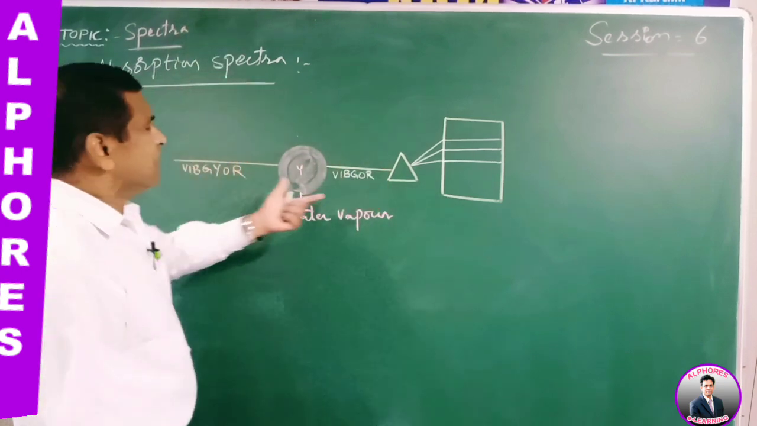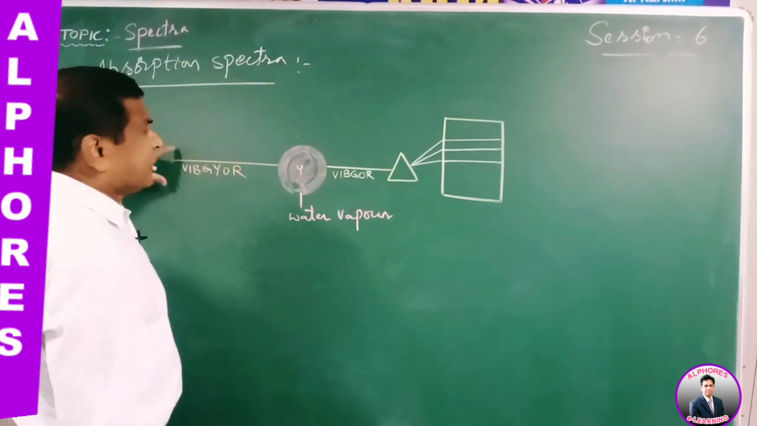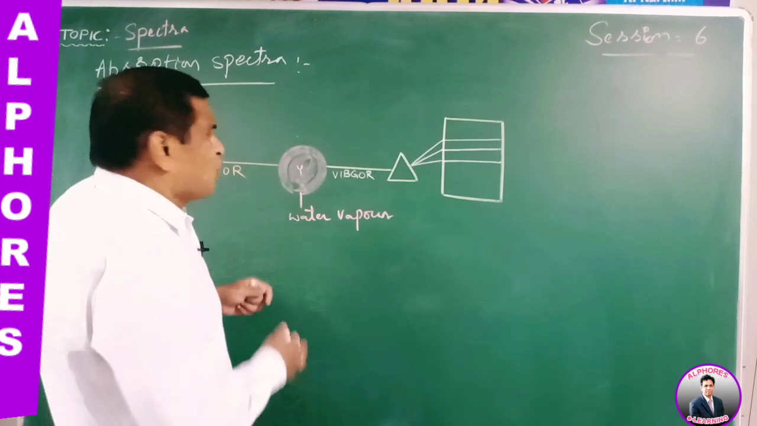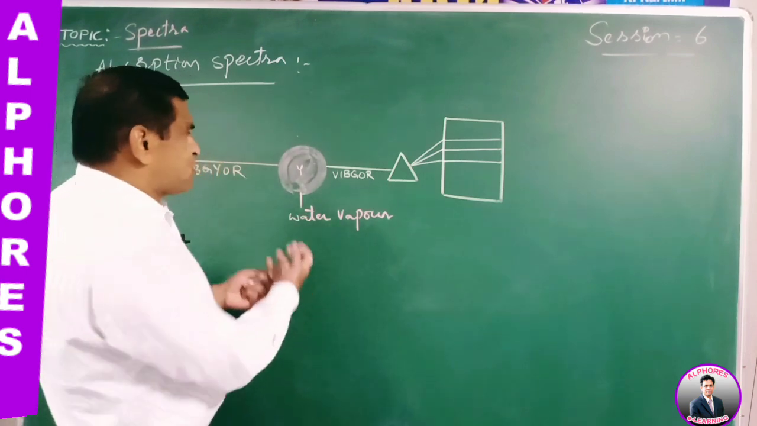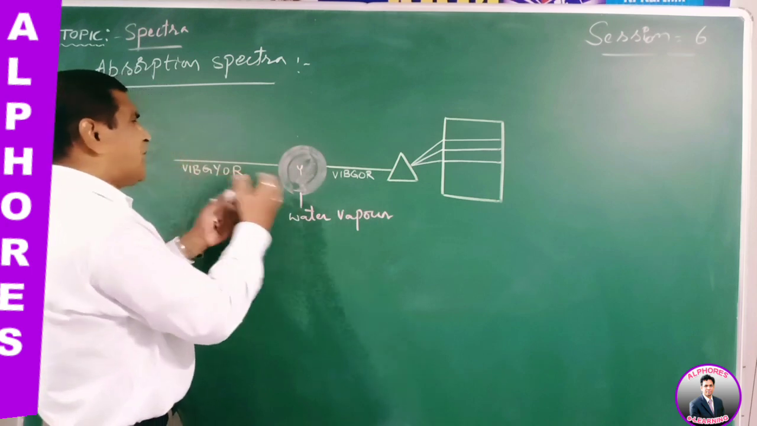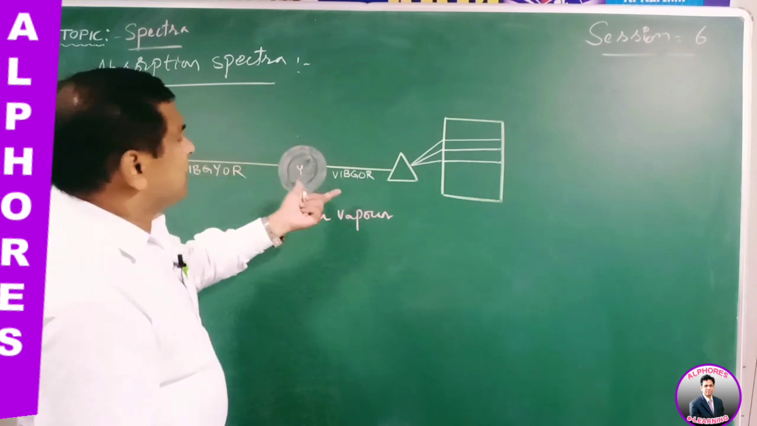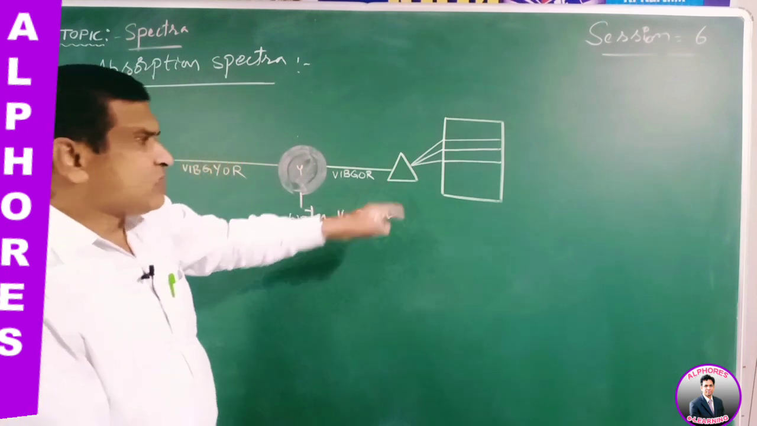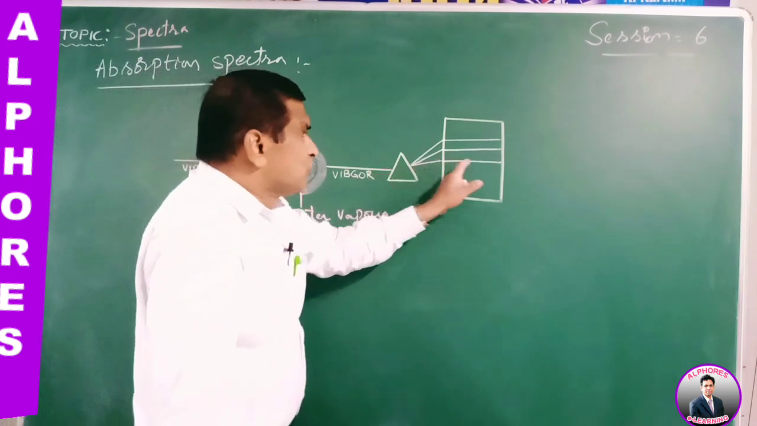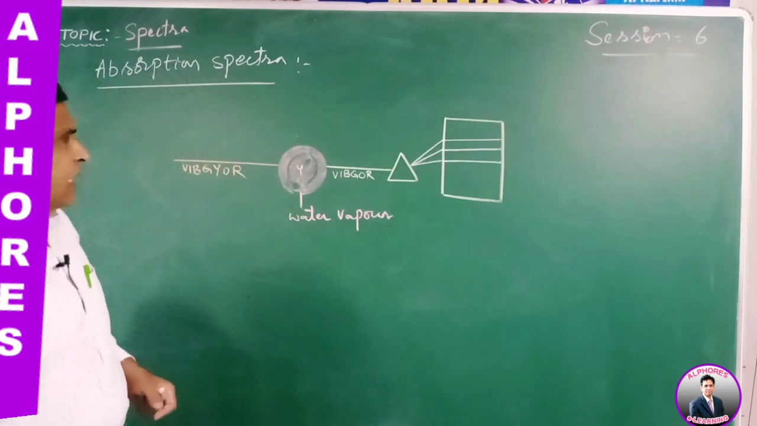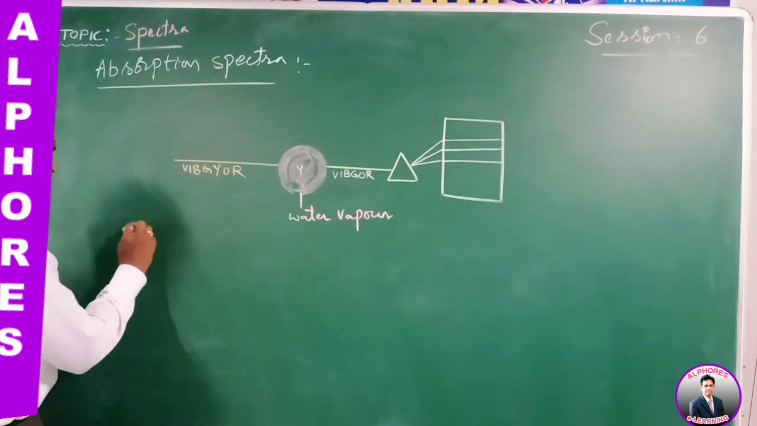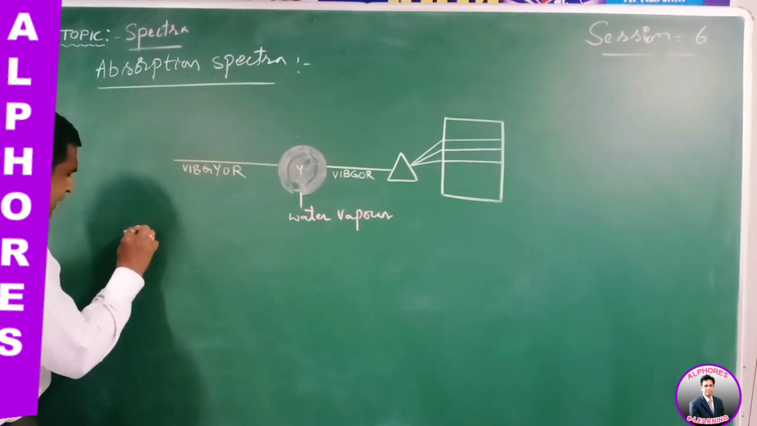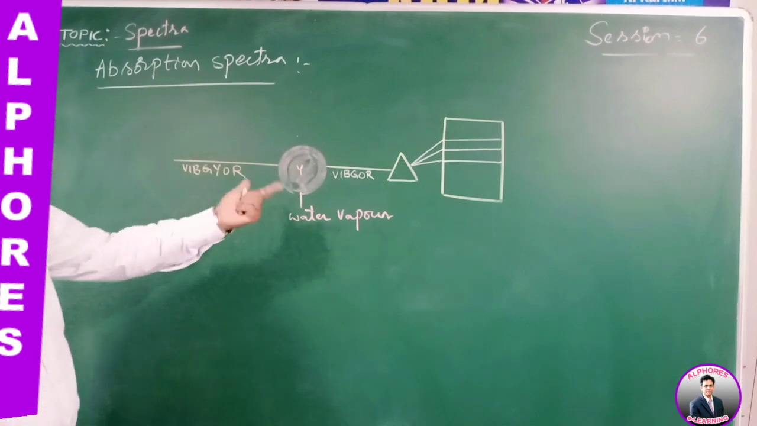So the white light is passing through the water vapor. Water vapor, for example, absorbs the yellow colored wavelength, then it transmits the remaining 6 colors. The remaining light, when it is transmitted, is passed through a prism. The dispersed spectral lines noted on a photographic plate are called absorption spectrum. That is the first point, the explanation of the formation of absorption spectrum.